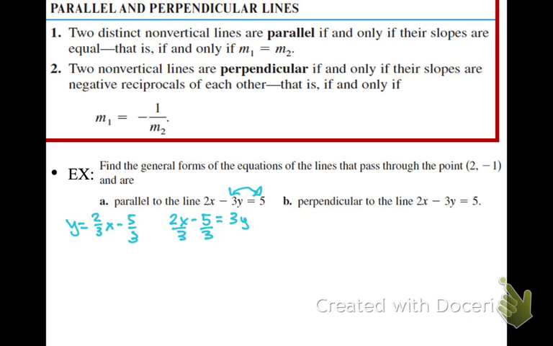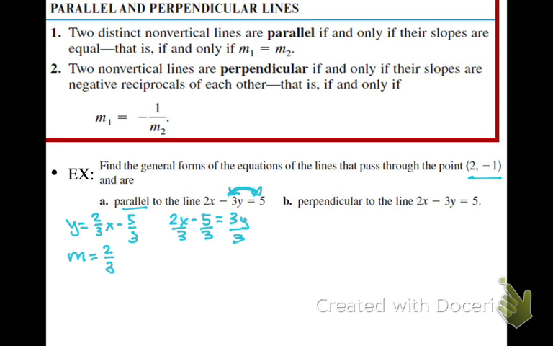Okay. So all we need from this is the what? The slope, correct? What just happened? I just found the slope. I added the 3y, subtracted the 5, and then divided by 3. Okay. So I need a parallel line that goes through that point. So I have a point and a slope.